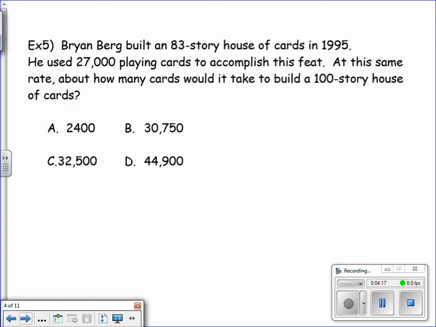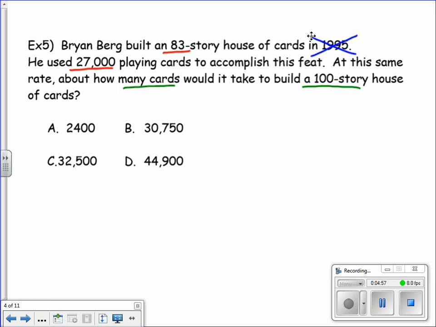All right, next one here. Brian built an 83-story house of cards in 1995. He used 27,000 playing cards. So, something I can cross off here: 1995, who cares when he built it? The important thing is that it was 83 stories and it used 27,000 cards. At the same rate, how many cards would it take to build a 100-story house of cards? So basically, you have 100 stories, and you want to know how many cards it would be. An easy way to do this is, these are like proportions in a way.